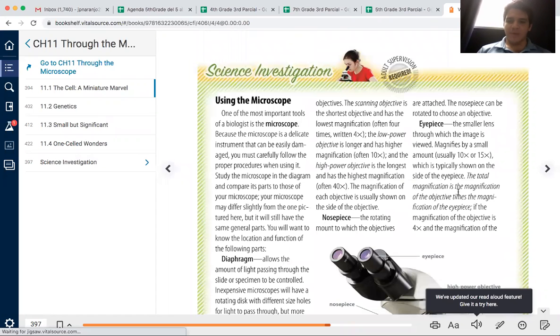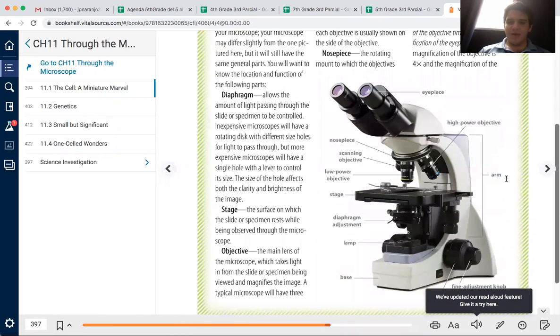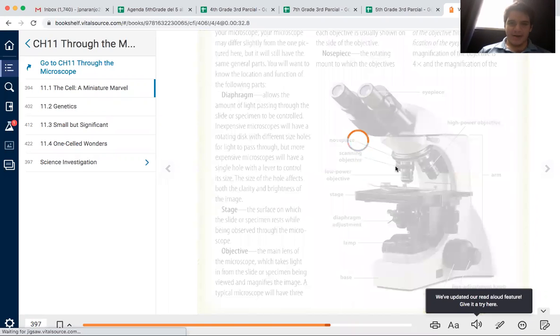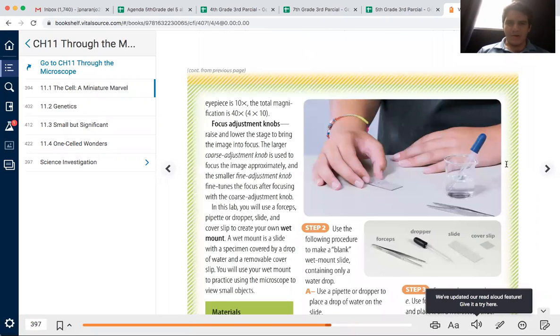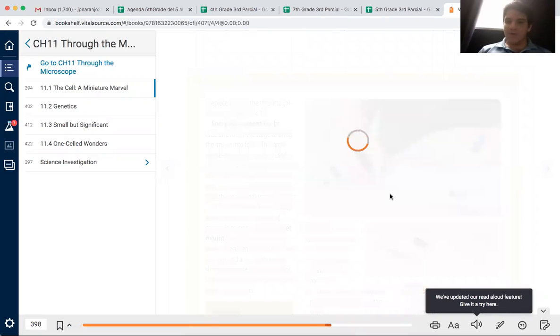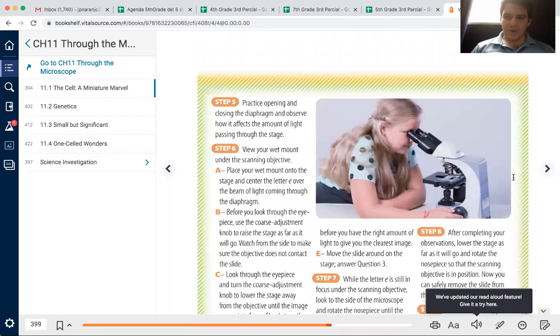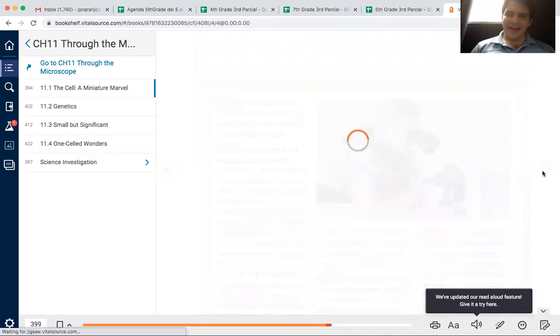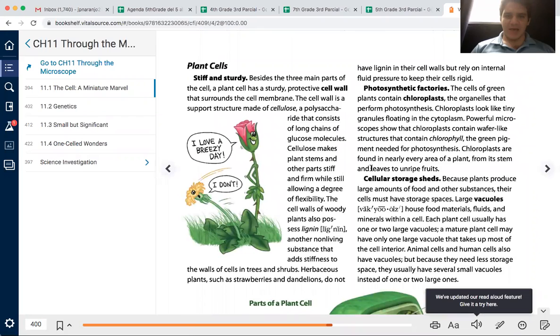Joseph, the camera. I wish we had a microscope. Maybe next year we can get a microscope and experiment with microscopes. What you can do is look up on Google and YouTube, and you can look at videos of microscopes and what it looks like.